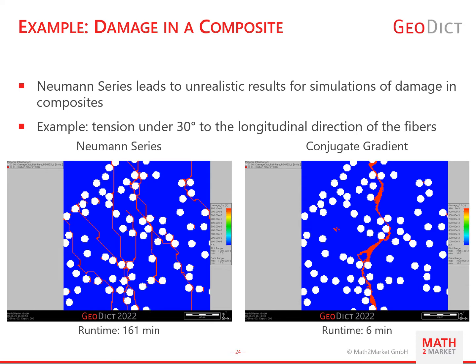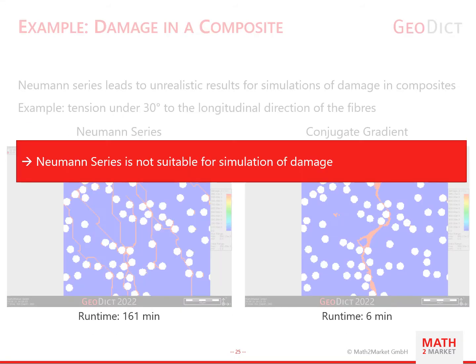And here you can see that the conjugate gradient method leads to more realistic results. In both methods, failure starts at stress concentrations where fibers are near to each other, but only the conjugate gradient method can deliver a proper crack. And if you look at the runtime, you can see a huge difference. While the simulation with Newman series takes 161 minutes, conjugate gradient does the job in just 6 minutes. This example shows that Newman series is not the method of choice for composite damage.